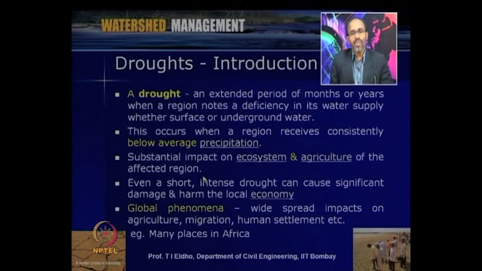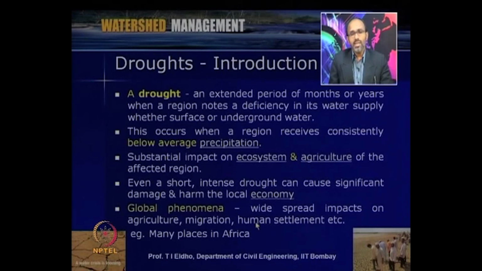So, that way when the availability of water is reduced, agriculture will be affected. Most of the rural economy is based upon agriculture. So, when agriculture is affected, people will be migrating from the considered watershed to other places in search of jobs. So, the other impact will be migration, and human settlement will be affected.